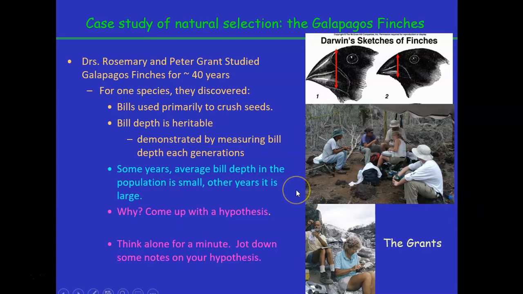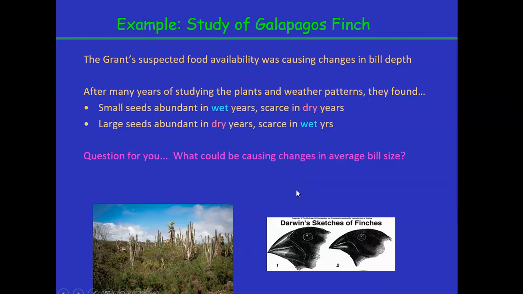All right, welcome back. Let's see what the Grants found. So the Grants, I don't know what you hypothesized, but the Grants had a hypothesis that the vegetation, the food that was available for the birds, was what was causing them to have changes in bill depth from year to year. And what they did was they started gathering data on the availability of seeds on the island, in terms of the numbers of seeds, the mass of those seeds, etc., etc.